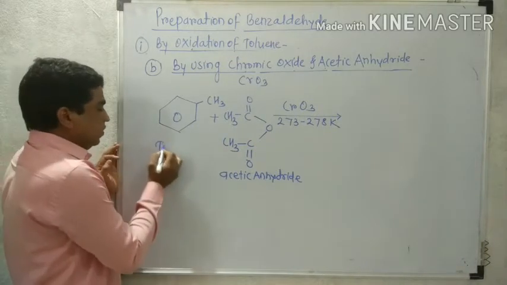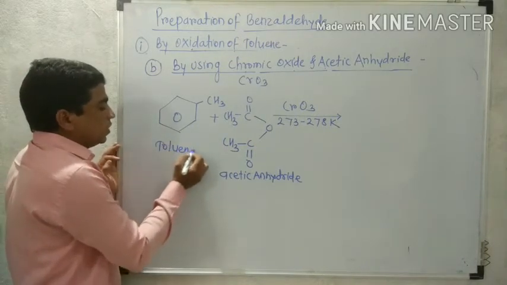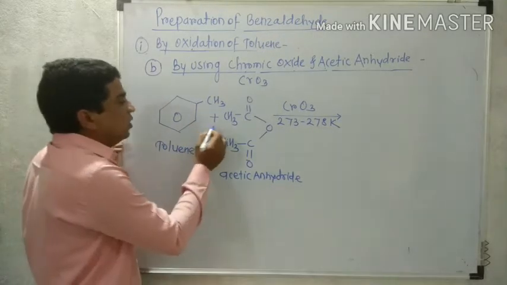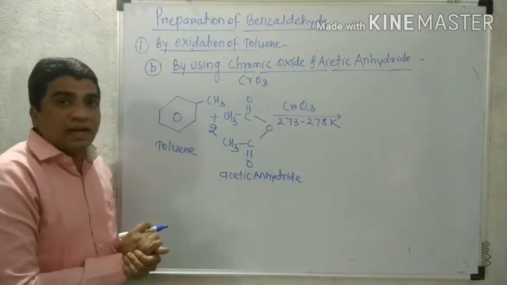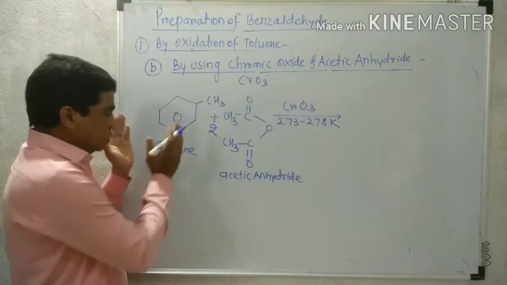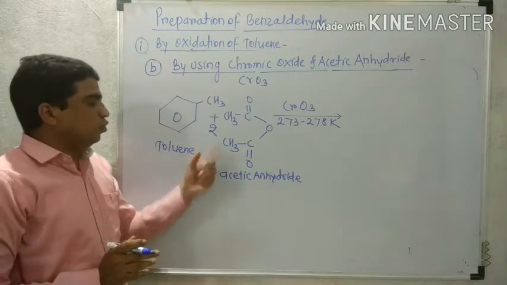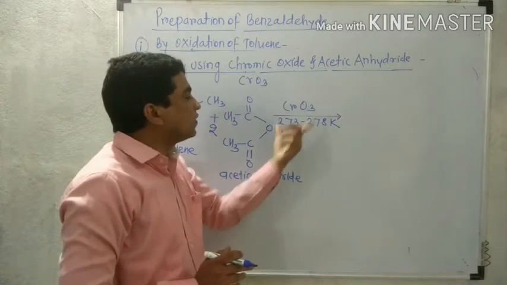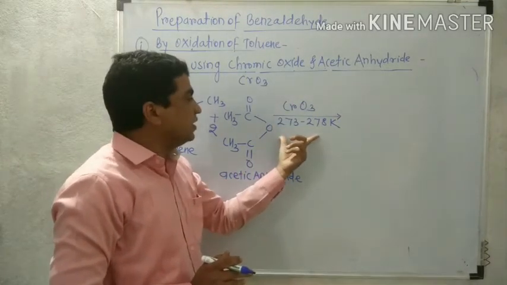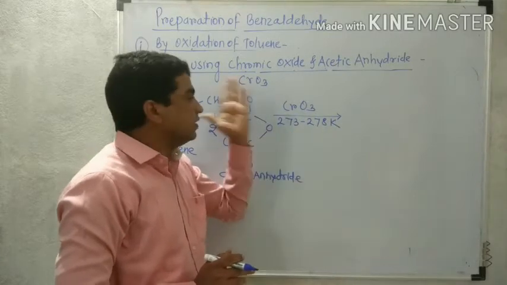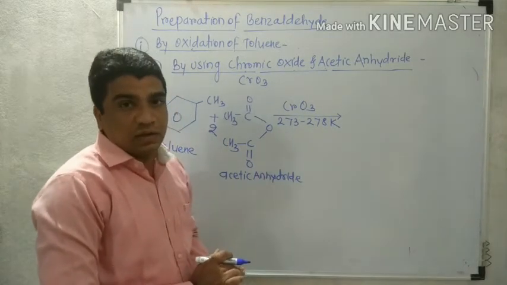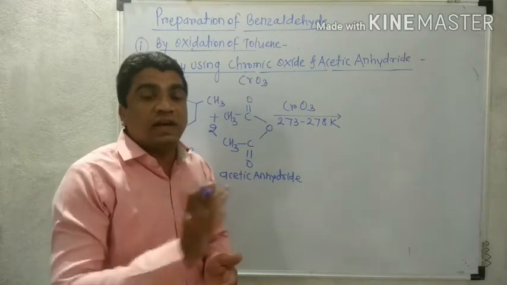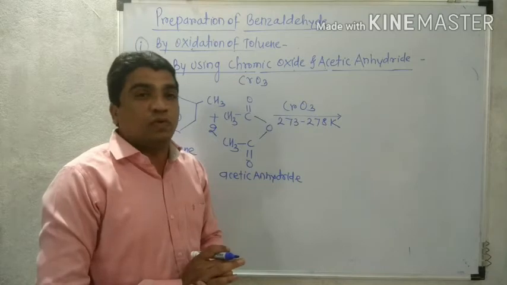So here, when toluene is reacted with acetic anhydride, two molecules of acetic anhydride are required for the reaction. So toluene reacts with two molecules of acetic anhydride in the presence of chromic oxide at a temperature of 273 to 278 Kelvin. Again, remember that we are going to discuss the second method of oxidation of toluene.